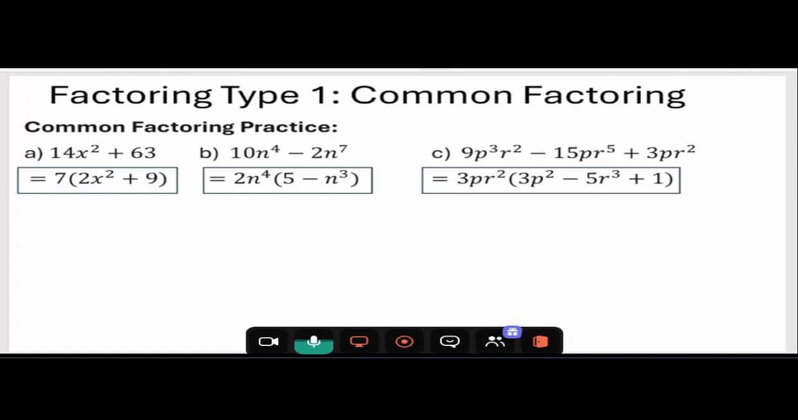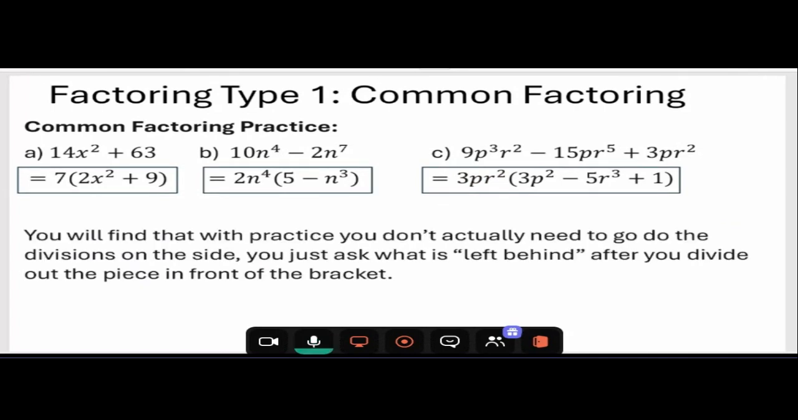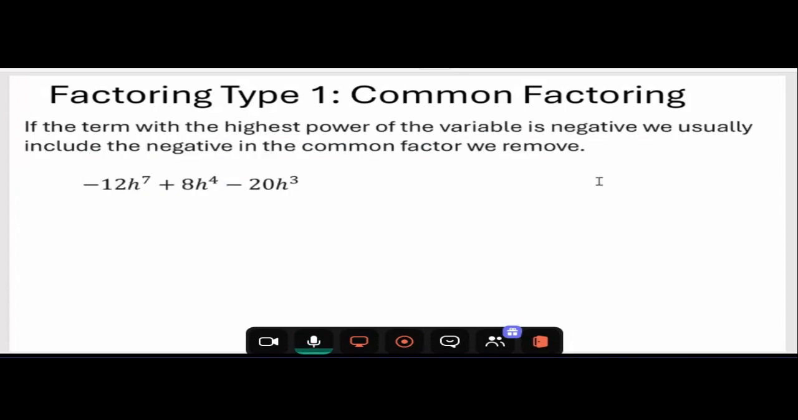And so there's some common factoring. And this is what I've been sort of saying all along, that as you get practiced at this, you don't go off to the side and do a bunch of divisions to see what's left behind. You imagine pulling pieces, you pull the piece out front, and you see what's, in quotation marks, left behind after you divide that out.